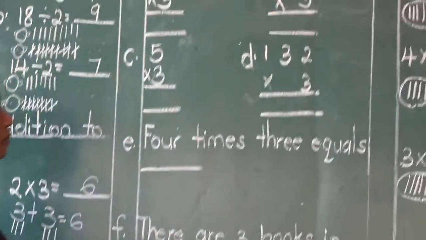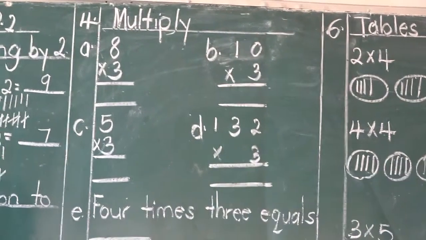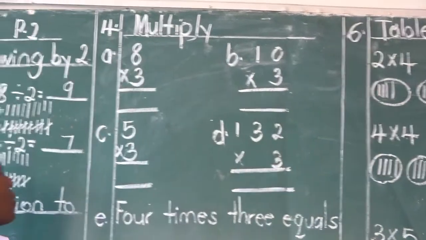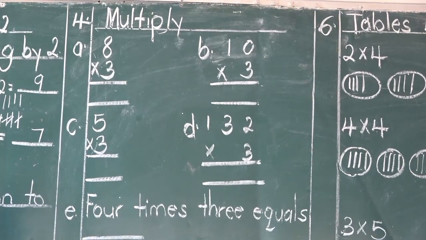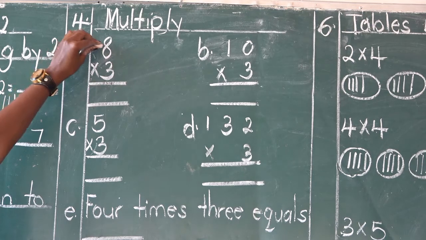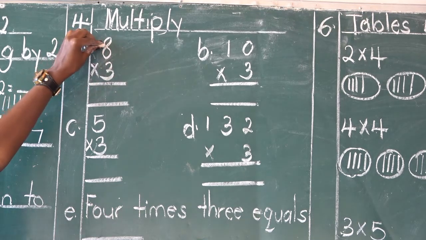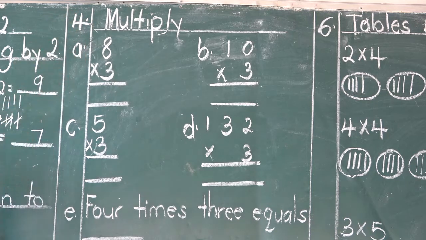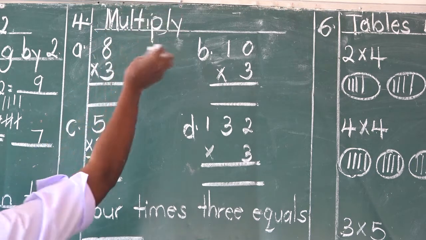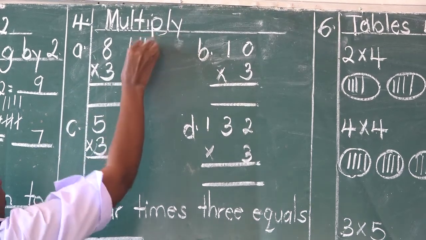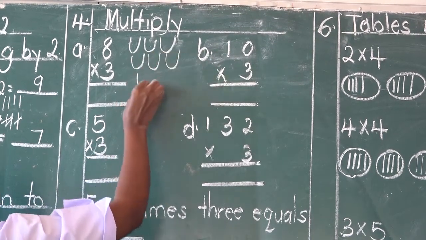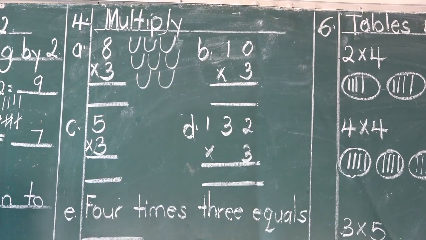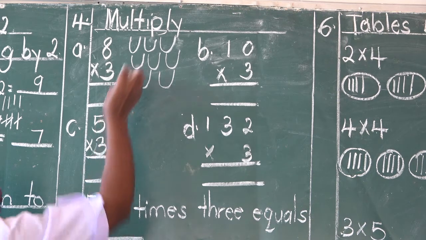Okay, now let's multiply these ones still under 3, the groups of table 3. Here we have 8 times 3, or 8 groups of 3. Meaning that the first number is for the groups and the next one is for the size of each group. Let's form our 8 groups: 1, 2, 3, 4, 5, 6, 7, 8 of 3. Meaning that we are putting 3 in each group.